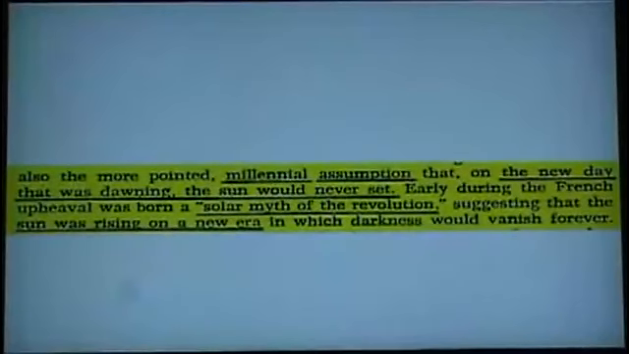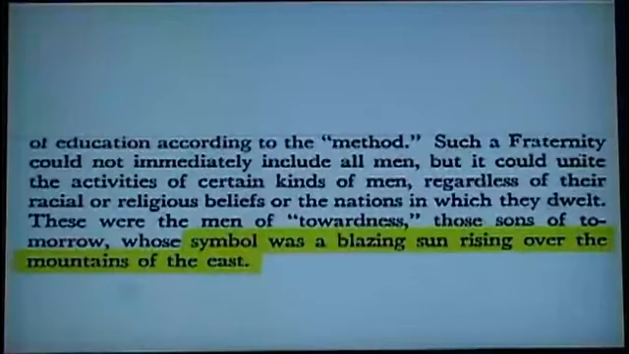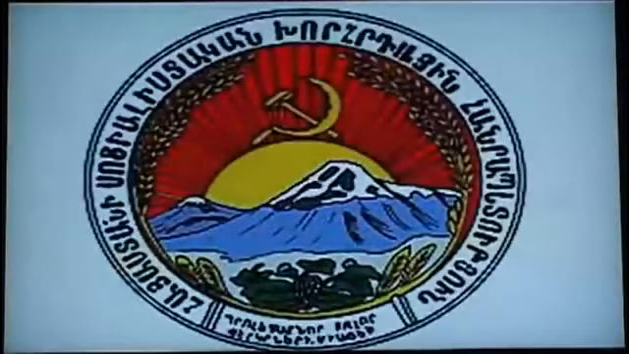So the sun again, we go back to this concept of the new day that was dawning. The sun would never set. And of course, we go back to Manly P. Hall, who said that that sun was a symbol for the blazing sun rising over the mountains of the east, was the symbol for this secret society. Well, as I said, it's a communist symbol of the secret societies, and we see the sun rising behind the mountains of the east. Again, we're talking about this sun order.